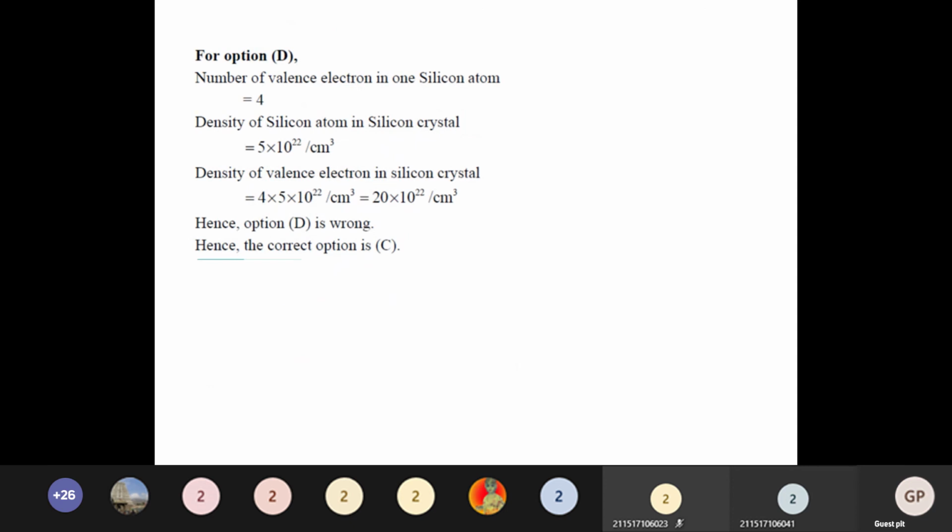And then option D, this is also a standard answer we are considering. The number of valence electrons in a normal silicon atom is 4, which we already know. Similarly, the density of silicon atoms, general basic density, and the density of valence electrons in a silicon crystal we are considering. If you consider all this, we get a larger value, 20 into 10 to the power 22. This is also not related to the given value, so option D is also not suitable.